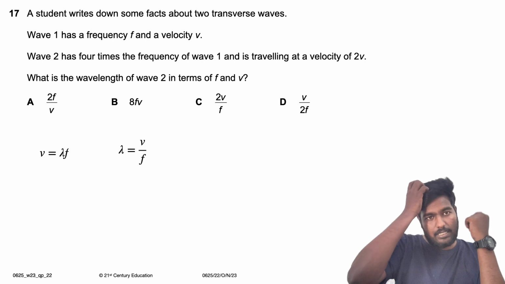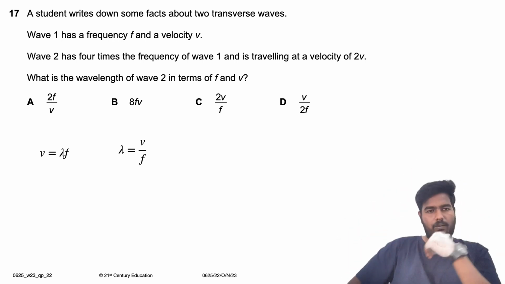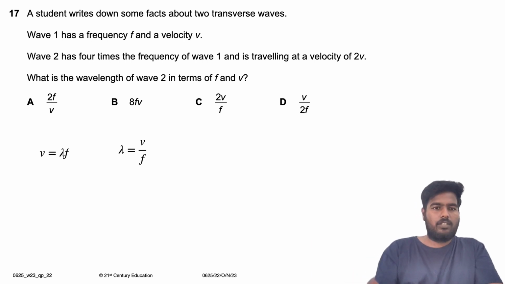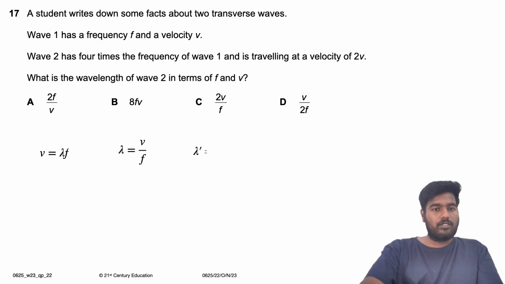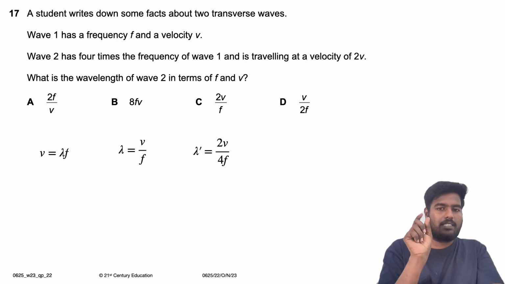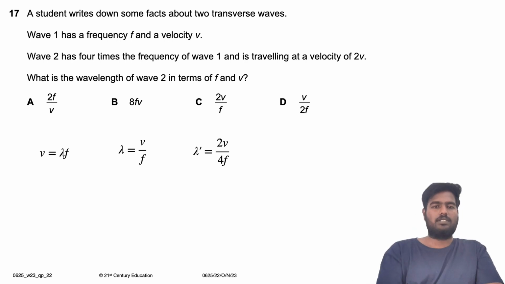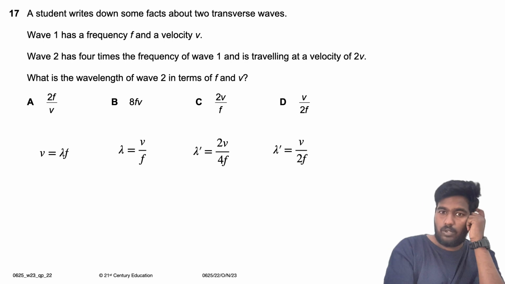So let's take v and f for the velocity and frequency of the first wave. We have to find the lambda of the second wave, so we can call it lambda dash. The second wave has twice the velocity, so 2v, and 4 times the frequency, so 4f. So it's 2v by 4f. Wavelength is velocity by frequency. Velocity is 2v, frequency is 4f. If we cancel out, we get v by 2f. So option D is the right answer.